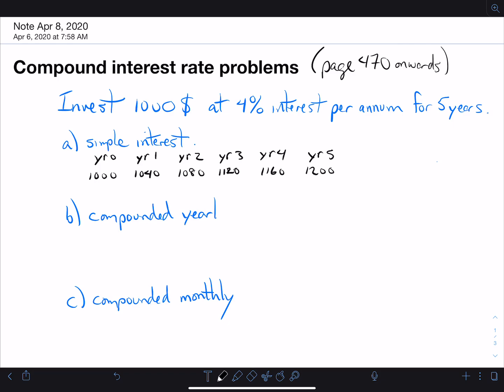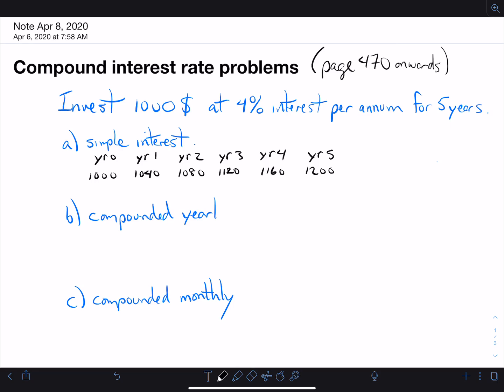Notice that there's 6 periods here. It's because you start at the beginning of year 1 and you end at the end of the 5th year. So the end of the 5th year is like the beginning of the 6th year. So you actually have 6 periods here.